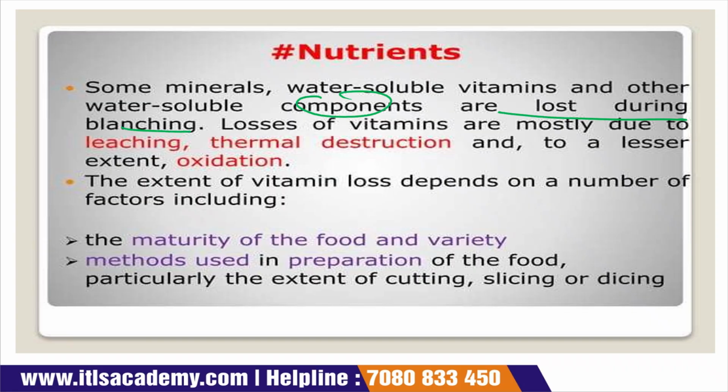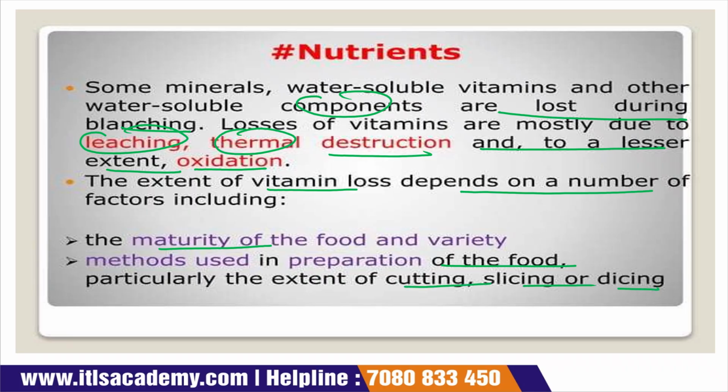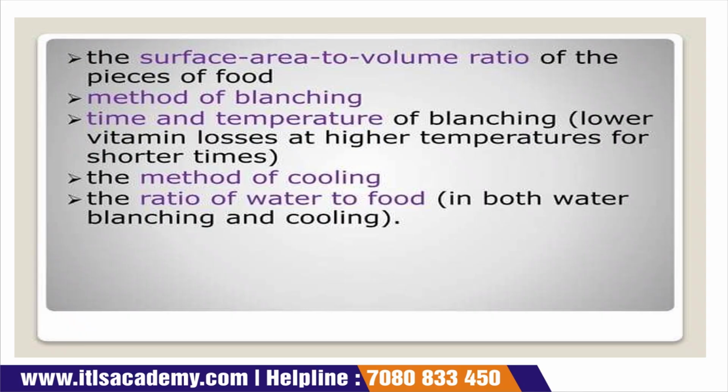If we talk about the nutrients, then some minerals, water soluble vitamins and water soluble components are lost during the blanching. Loss of vitamins mostly occurs due to leaching, thermal destruction, and to a lesser extent oxidation. The extent of vitamin loss depends upon a number of factors like maturity of the food product, varieties, and method of preparation of the food product, like cutting, slicing or dicing, and the surface area to volume ratio of the pieces, method of blanching, and time and temperature of blanching.